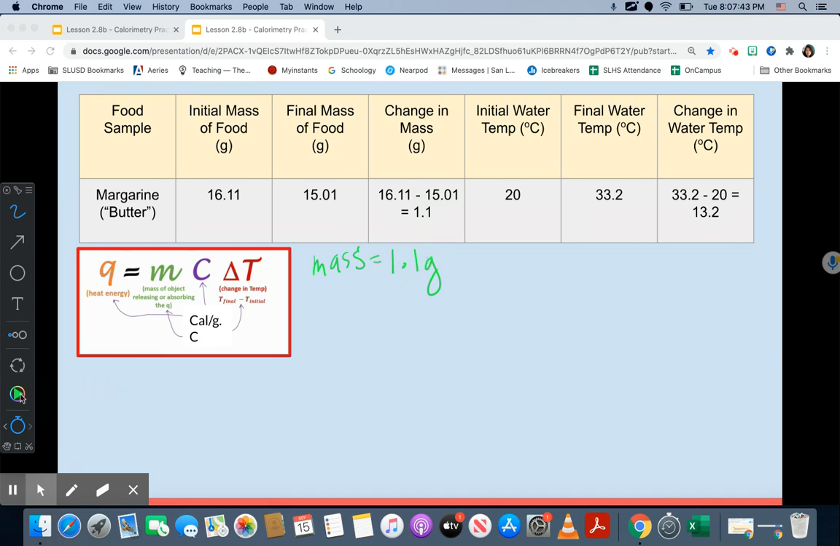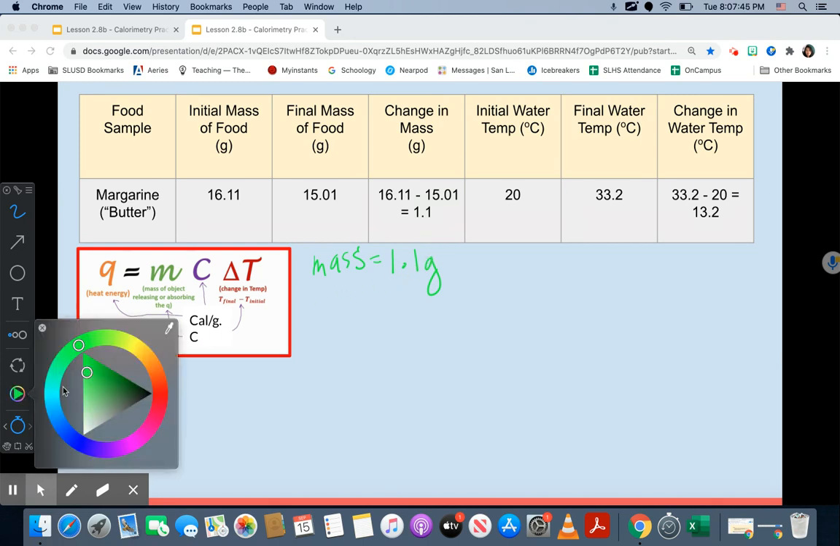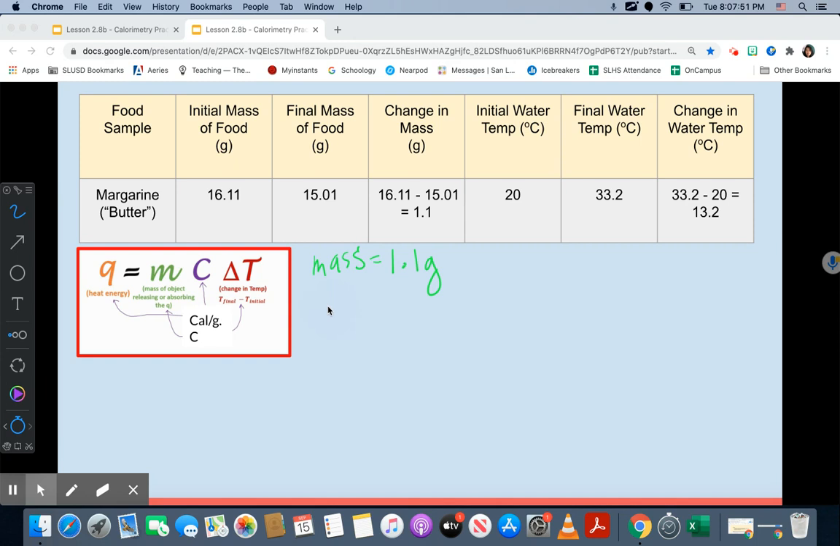My specific heat is going to be the same number every single time, as long as I use a calorimeter that heats up water. And most of them do that. So my C is always going to be 1. Specifically, the units for that are calories per gram times degrees Celsius.